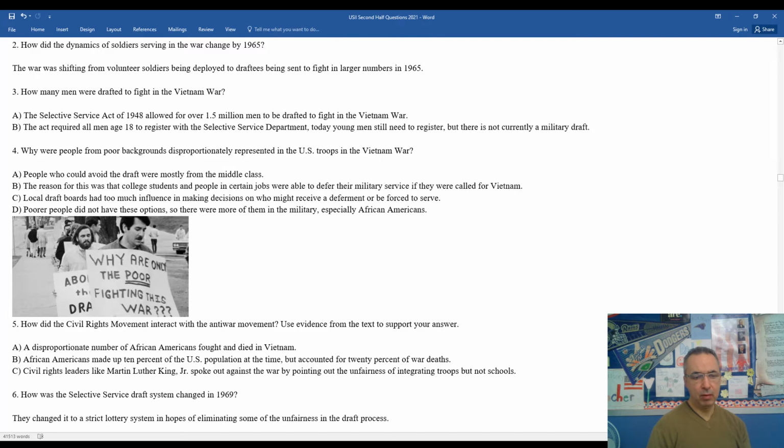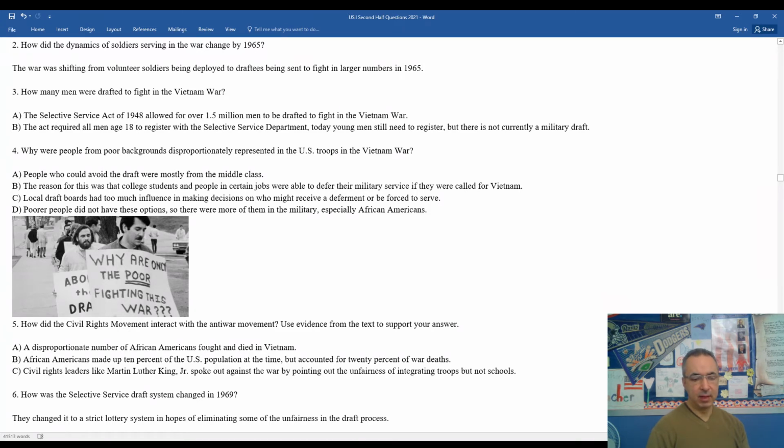The poorer you were, the more likely it would be that you would not be able to figure out a loophole, or you would maybe not be able to afford college. And this was disproportionately African Americans during this period of time. So at a rate of an average soldier, African Americans were 2 times more likely to be in the military and fighting in Vietnam than their white counterparts.